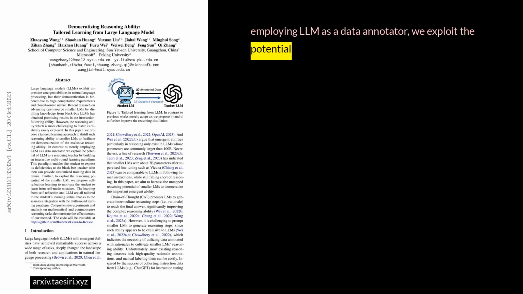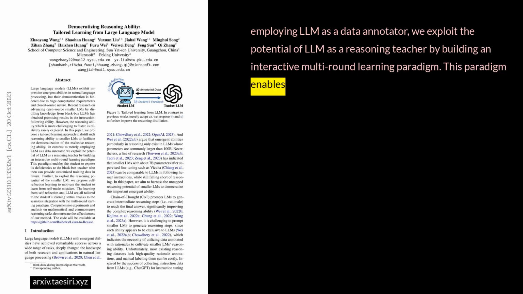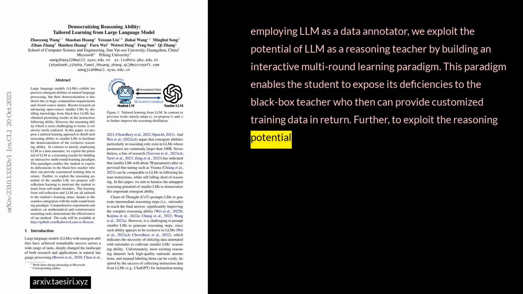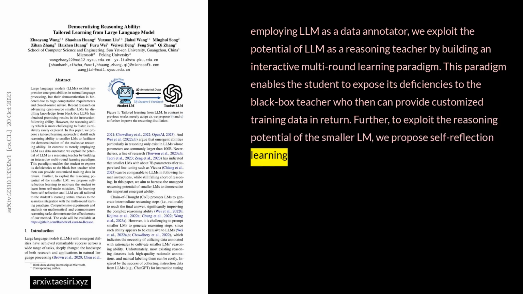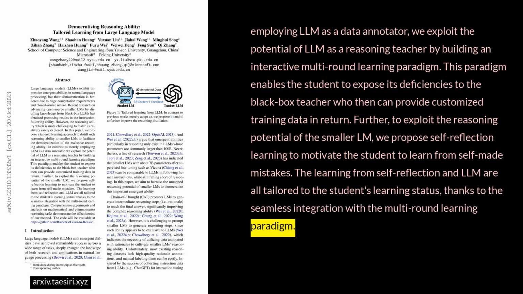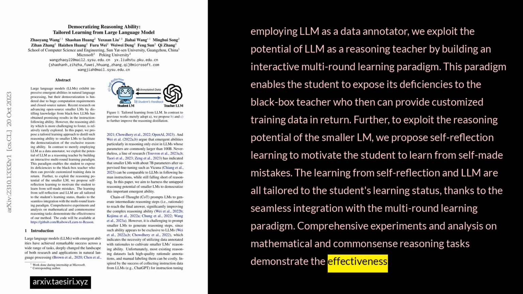In contrast to merely employing LLM as a data annotator, we exploit the potential of LLM as a reasoning teacher by building an interactive multi-round learning paradigm. This paradigm enables the student to expose its deficiencies to the black box teacher, who then can provide customized training data in return. Further, to exploit the reasoning potential of the smaller LM, we propose self-reflection learning to motivate the student to learn from self-made mistakes. The learning from self-reflection and LLM are all tailored to the student's learning status, thanks to the seamless integration with the multi-round learning paradigm. Comprehensive experiments and analysis on mathematical and common-sense reasoning tasks demonstrate the effectiveness of our method. The code will be available at project's website.